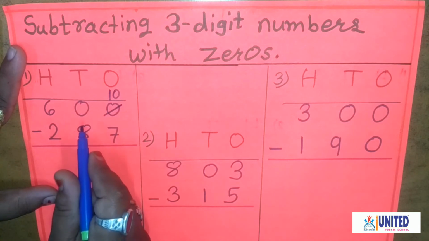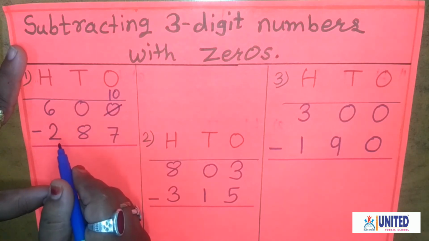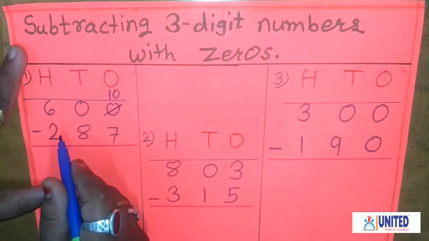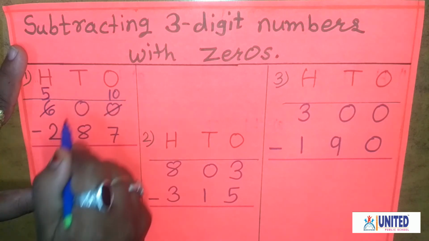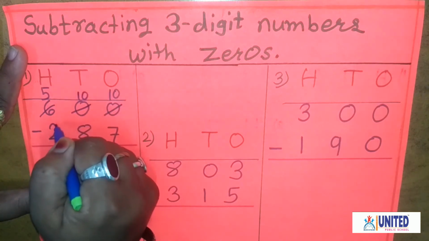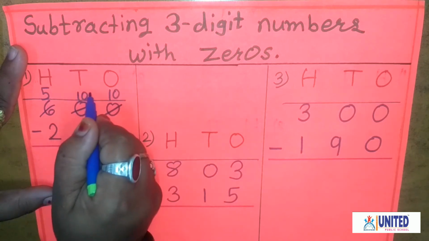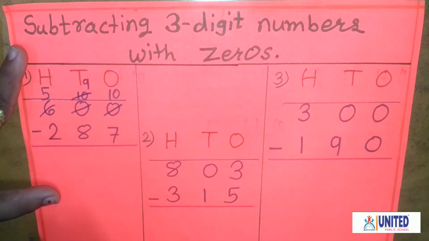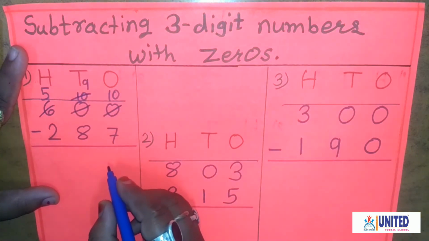So we cannot take the borrow from the tens column. So what does the tens column do? Tens column takes the borrow from the 100 columns. So here it is 5. So here we take the borrow from the 100 columns. So here it is 10. And 10 now gives one borrow to the ones column. So here the answer is 9. Okay. Now 10 minus 7 is 3.